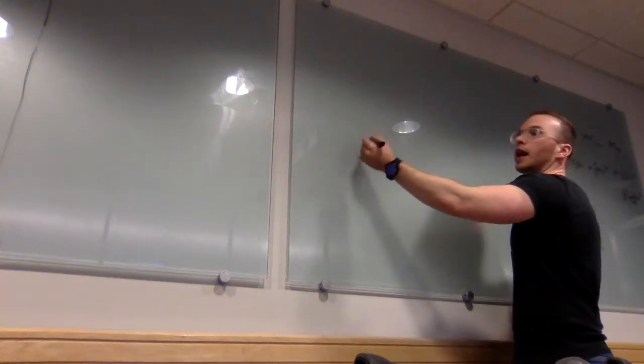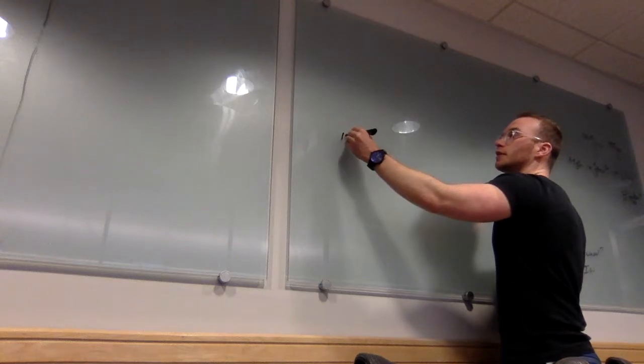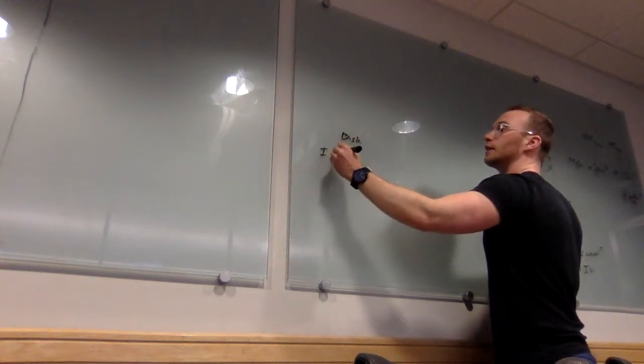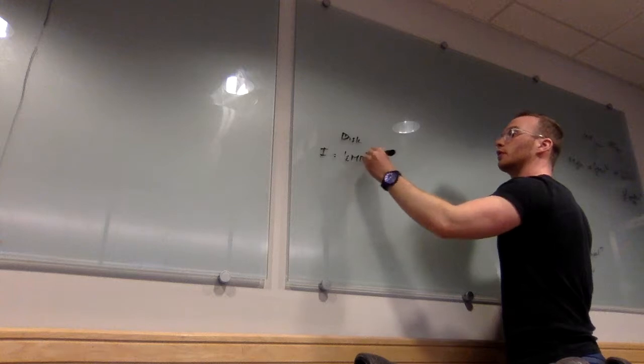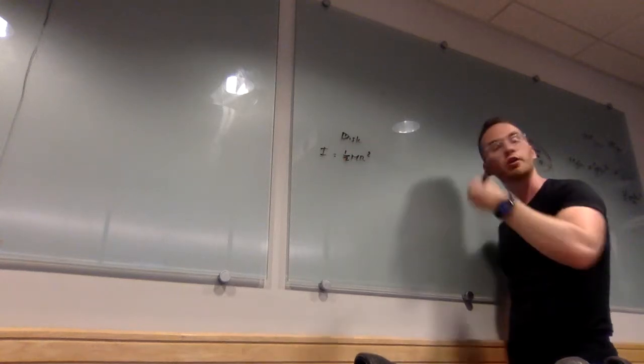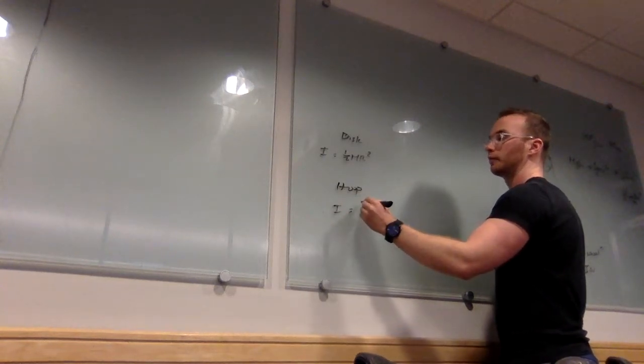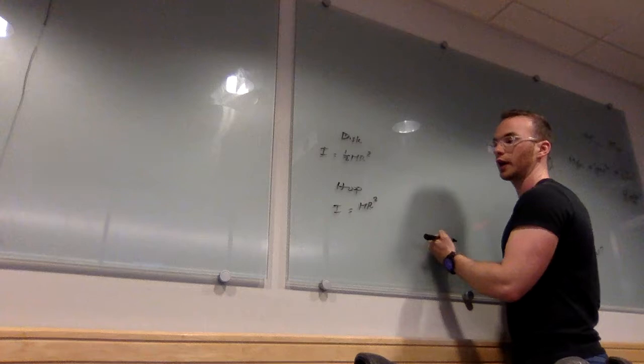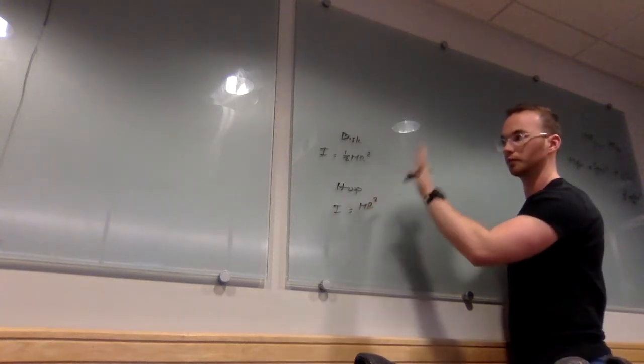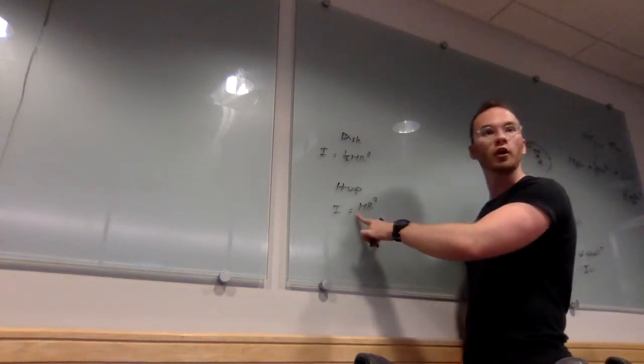Well, we have to kind of look it up, and it's 1/2 m r squared, is that right? I think that's right. M disk r squared. So I'll just write those over here. For a disk, I is 1/2 m r squared, right? M is the mass of the whole disk, of course, r is the radius. For a hoop, it's m r squared, okay?